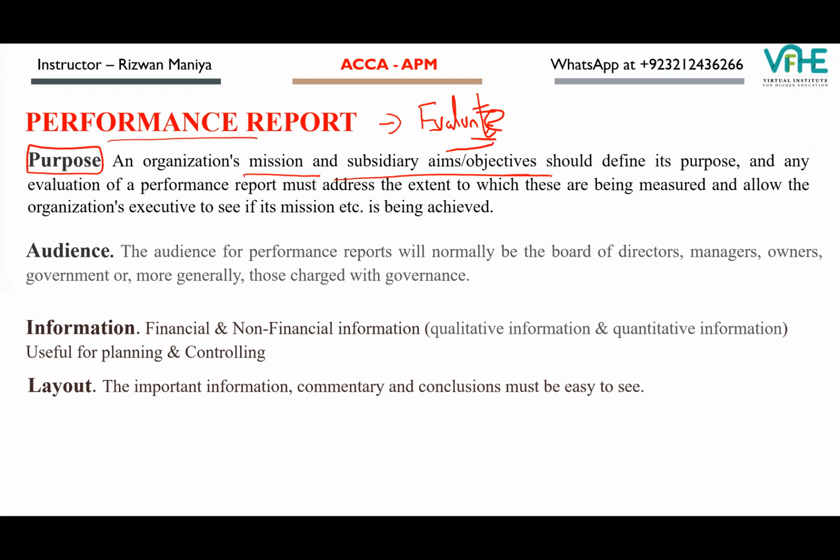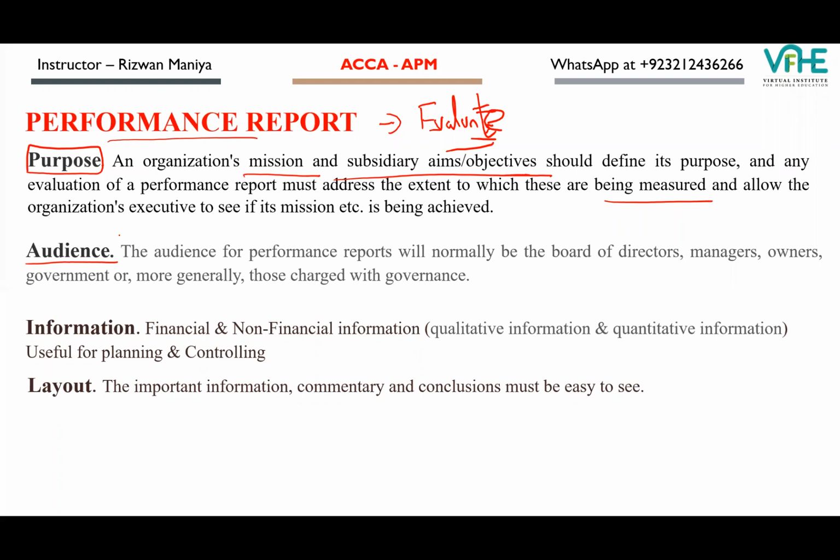It says it should define its purpose, and any evaluation of a performance report must address the extent to which these are being measured and allow the organization's executives to see if its mission is being achieved or not. This is what I'm mentioning. Your strategic board of directors are really interested to see whether we are moving in the direction of achieving the mission or not. So for that, you need to look at the purpose and see whether the report is fulfilling it or not.